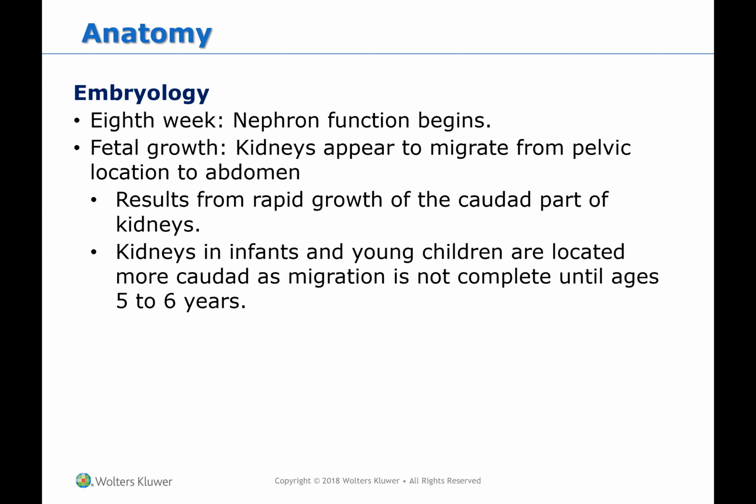The kidneys in infants and young children are located more caudal, and migration is not complete until 5 to 6 years. So the kidneys keep on migrating up towards the liver and spleen into 5 and 6 years of a kiddo. So they're going to be lower if you're scanning pediatric kidneys.